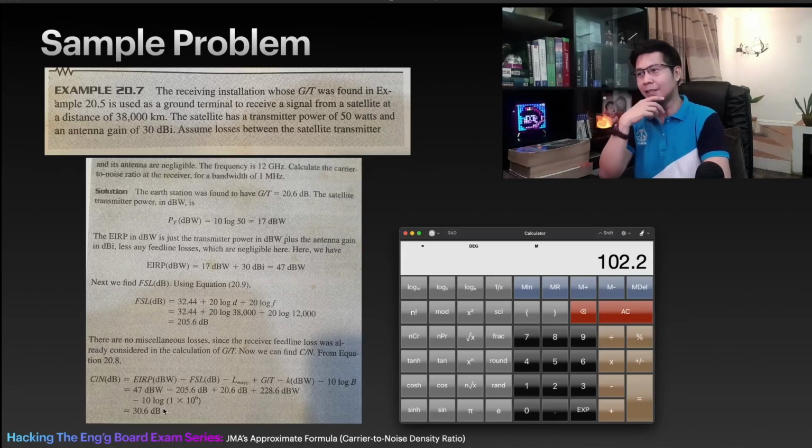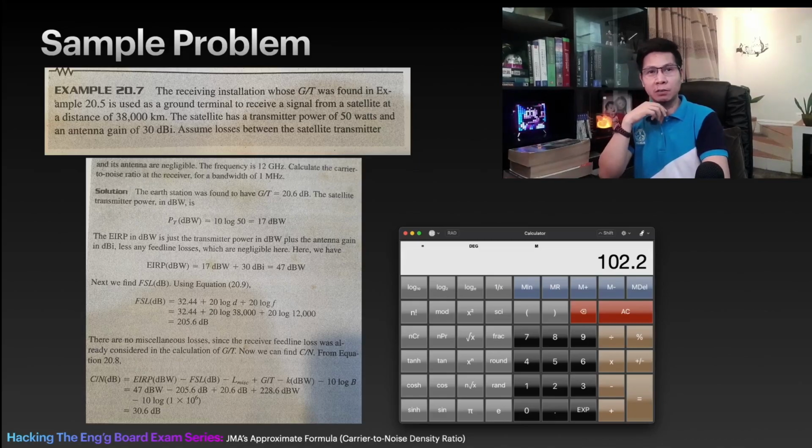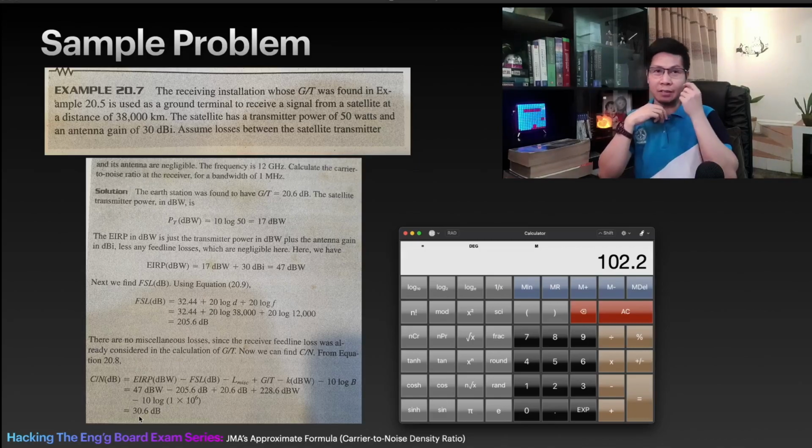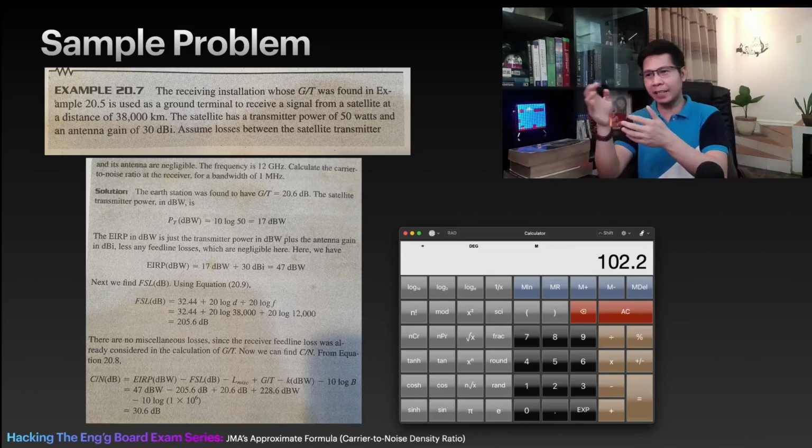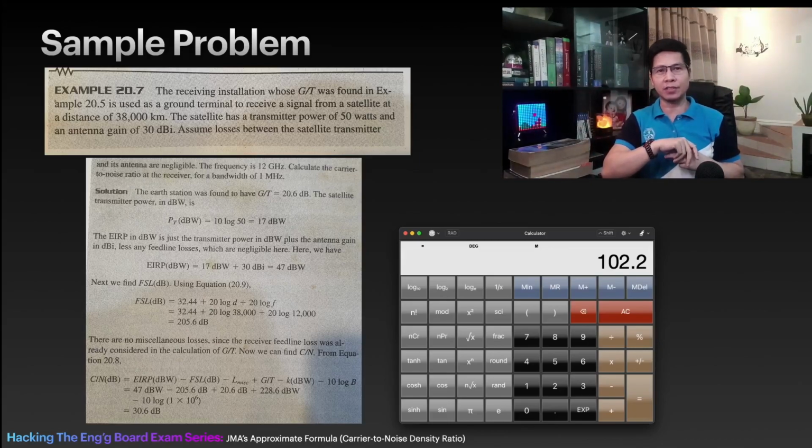Baka makalimutan nyo, ang pinapakompute dito is carrier to noise. So, present yung bandwidth sa equation. That is 10 log ng 1 megahertz. So the answer is 30.6 dB. And I think past board exam na ito. Nakopya na yan in the past. Lumabas na yan sa board examination.